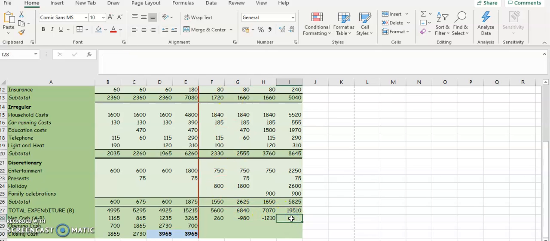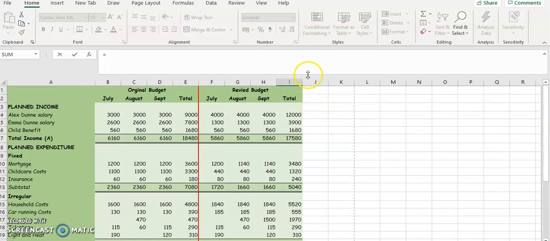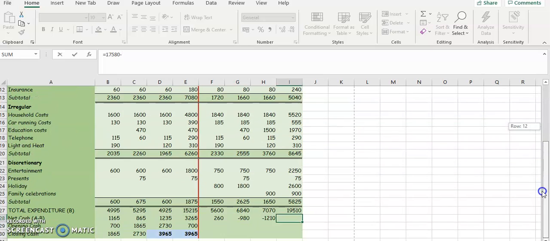And then we do the same for our total. So our total planned income, 17,580, minus our 19,510.